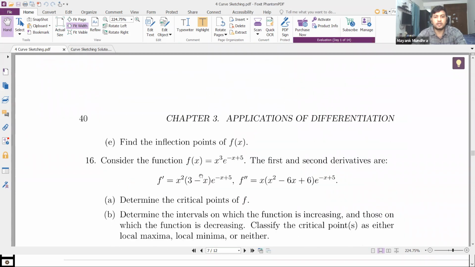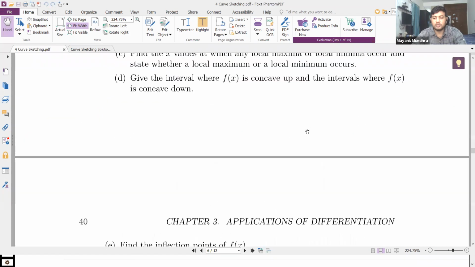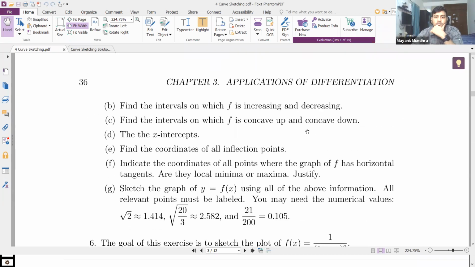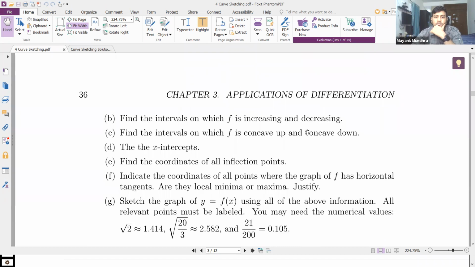So let's look at one more problem. Okay, so sometimes they ask random things. Indicate the coordinates of all points where the graph of f has horizontal tangents. So what is horizontal tangent? Horizontal tangent is when the tangent has 0 slope. So this is basically f prime equals 0. So it's just asking where does f prime become 0? So that's all it's asking. Okay.